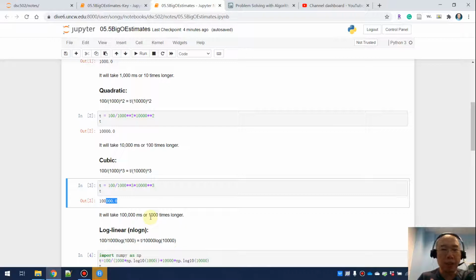So by the way, what is a cubic algorithm? Remember, in the very beginning, we talked about an algorithm called DBSCAN, and that is a cubic algorithm.